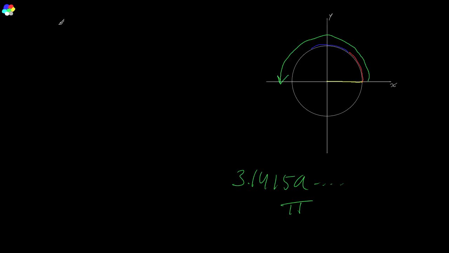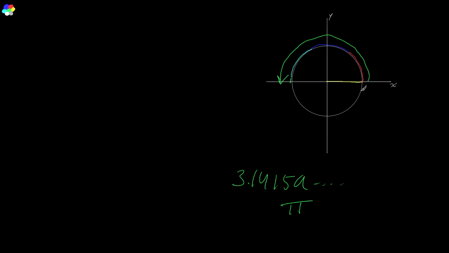I need a different color. Let's try teal. We got 3 times around the circle. And last but not least, we'll go with blue. Wait, I already did blue. I'm running out of colors. And this one goes 0.14159 and so on times around the circle.